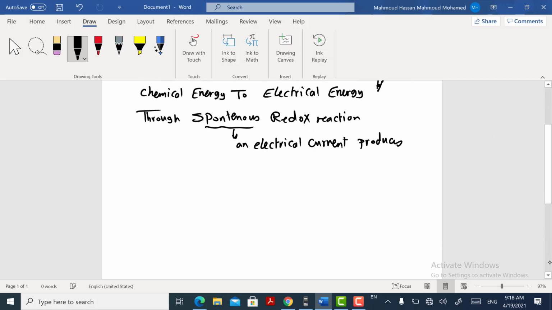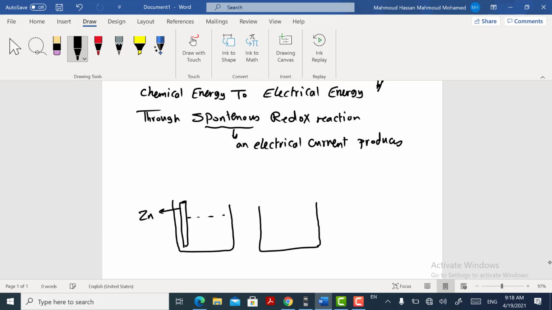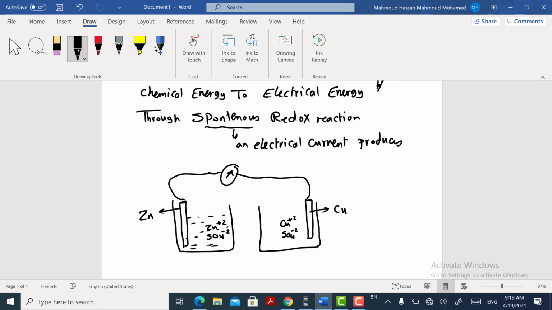What about the structure of the galvanic cell? A galvanic cell consists of two halves, containing two electrodes which differ in electrical potential, like when we insert zinc in zinc sulfate solution, and copper in copper sulfate solution, and we will find an electrical charge produced from the zinc toward the copper. The galvanometer points toward the copper.